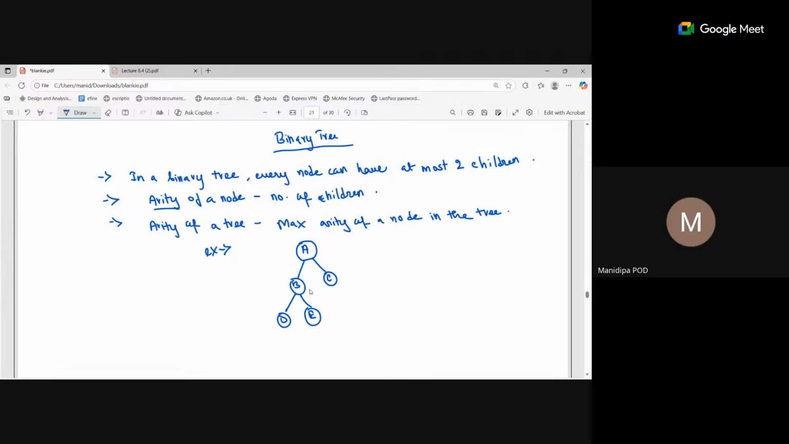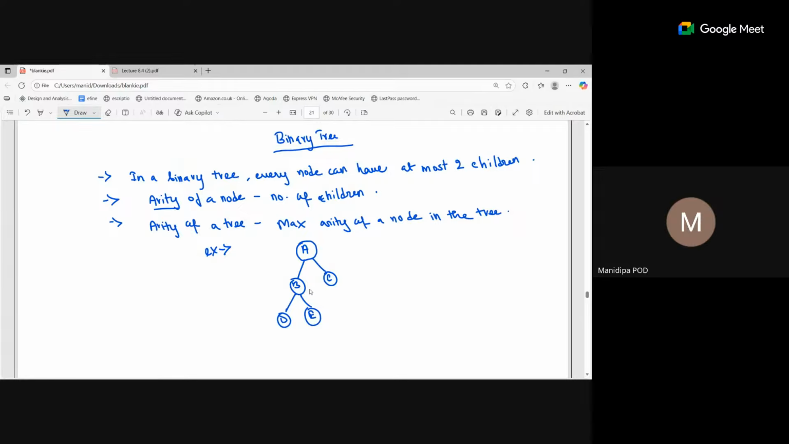So the arity of a node refers to the number of children the node has. The arity of an entire binary tree is the maximum arity of any node in that tree. In a binary tree, it is only possible to have a max arity of 2, right?